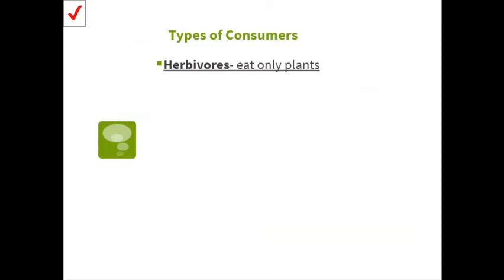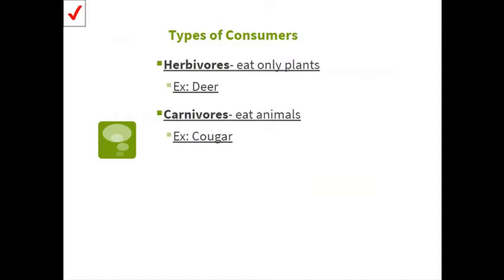For example, we can have herbivores. These are organisms that only eat plants. For example, deer. Carnivores, which only eat other organisms. For example, a cougar or a mountain lion.